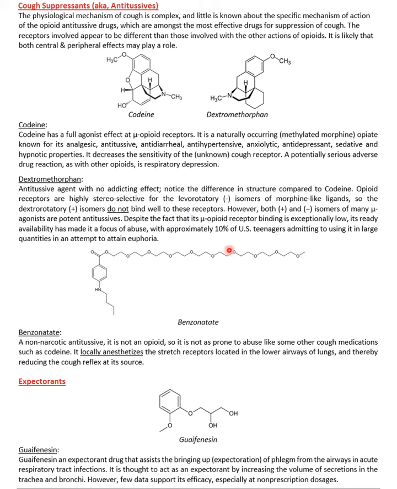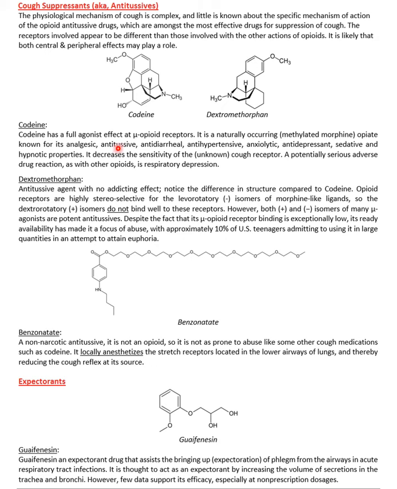But how can this happen if it binds to the mu receptor with low affinity? Apparently, by overdosing on dextromethorphan, you have the chance of increasing the binding of this drug to the mu opioid receptor and attaining the euphoric effect. So this explains why about 10% of teenagers admit that they have been using dextromethorphan for euphoria.